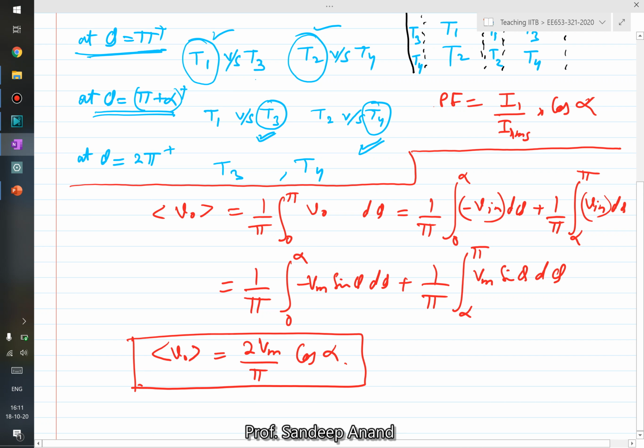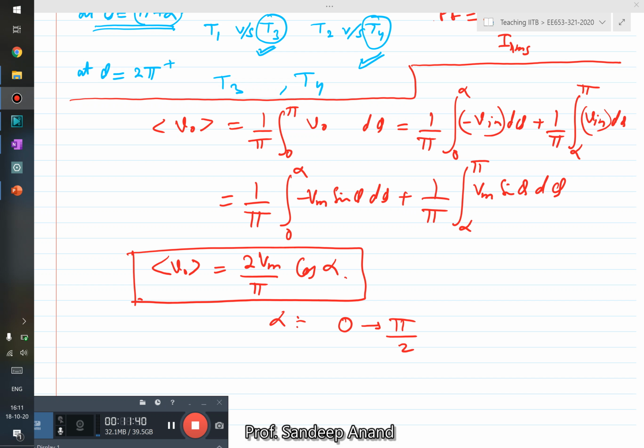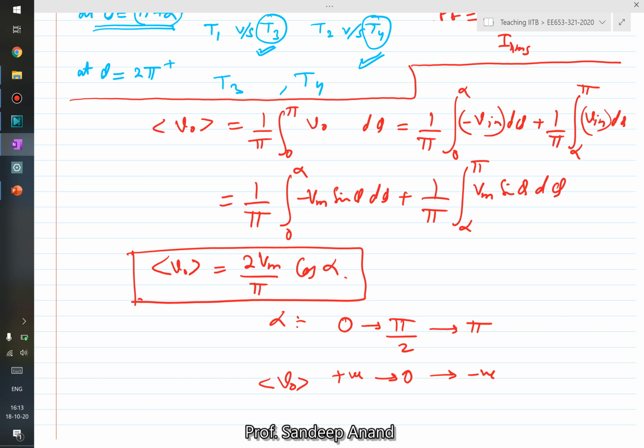One thing you would observe here is that as you change the value of alpha from 0 to pi by 2, the average value of V0 goes from a positive value, the max value, towards 0. And if we go from pi by 2 further towards pi, then this value will go to the negative max value. What does that imply? That implies that this converter can give you an average output voltage of both positive as well as negative value, and that is what makes it unique, different from the half controlled rectifiers.